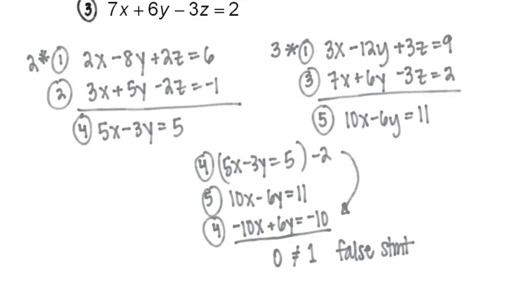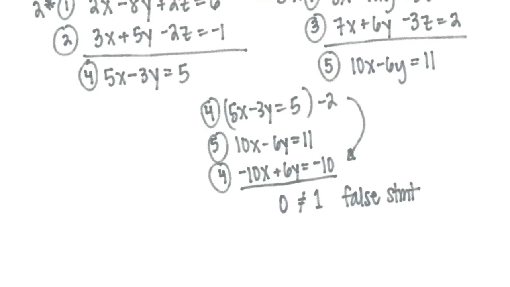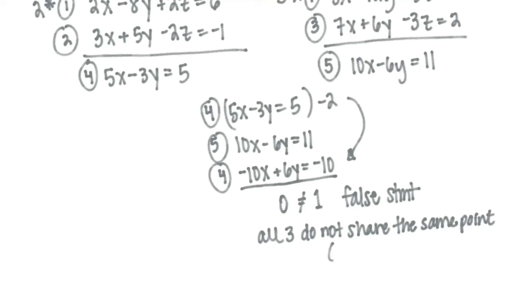When we end up having this situation, what happens is we've got at least one pair of lines that are parallel. So all three of these linear equations are not going to intersect. So we've got 3 lines that are not going to intersect. So all 3 do not share the same point. So we've got some parallelism maybe going on here. Therefore, there's no solution.